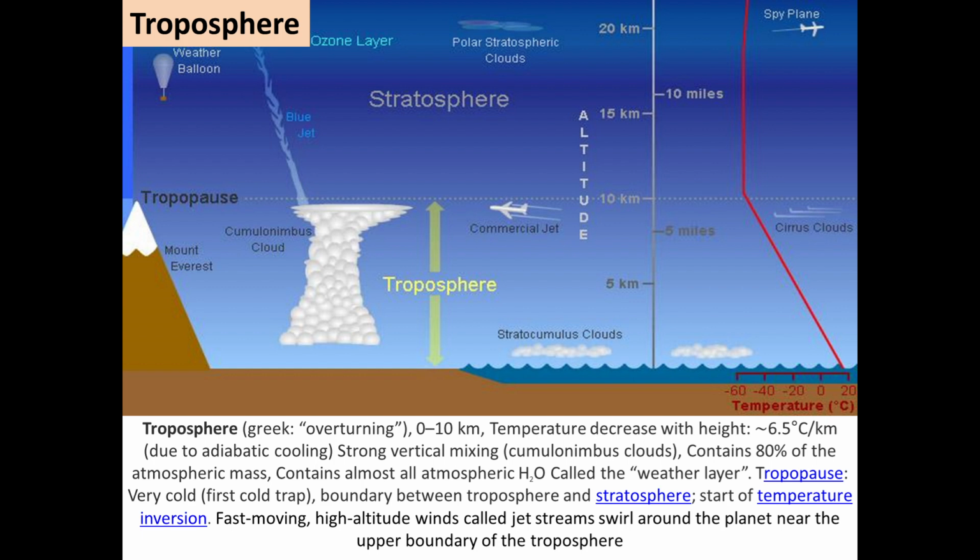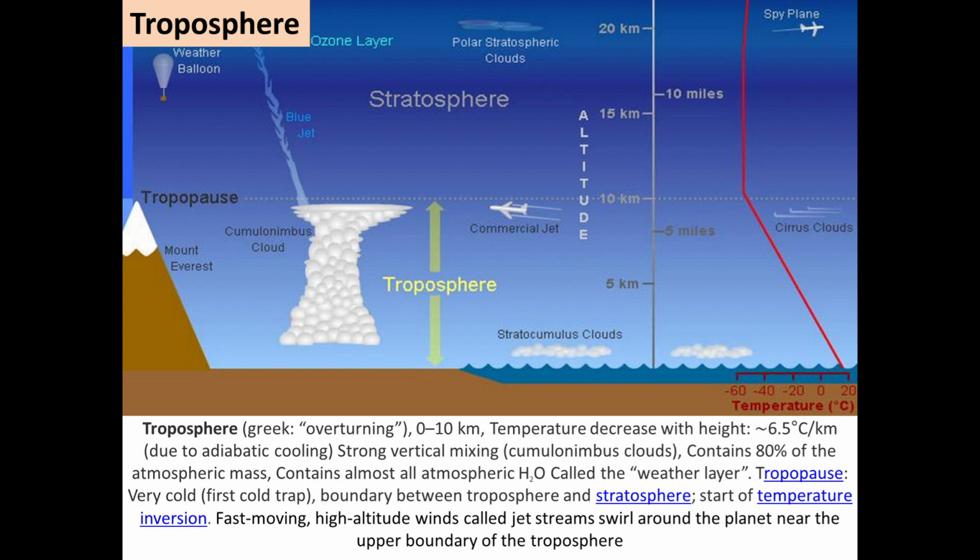here different activities are going on in this troposphere, and strong vertical mixing is happening in this layer. It contains more than 90% or 80 to 90% of the total mass of the atmosphere. It contains almost all atmospheric water vapour, so it is called the weather layer.